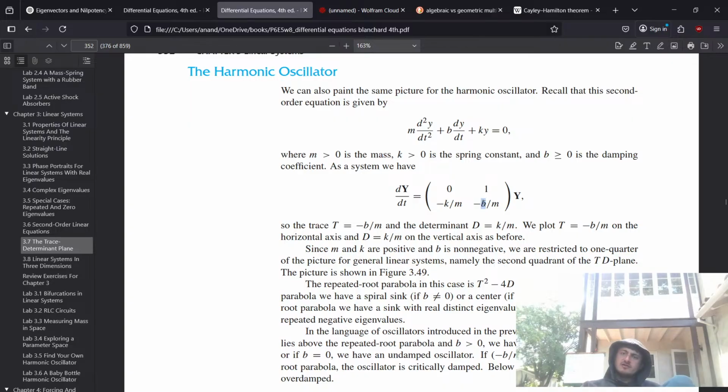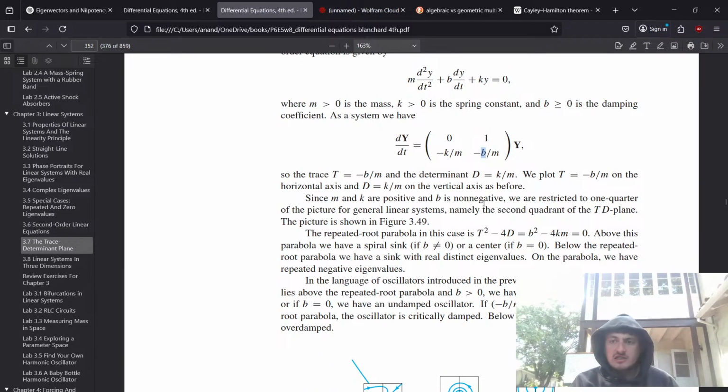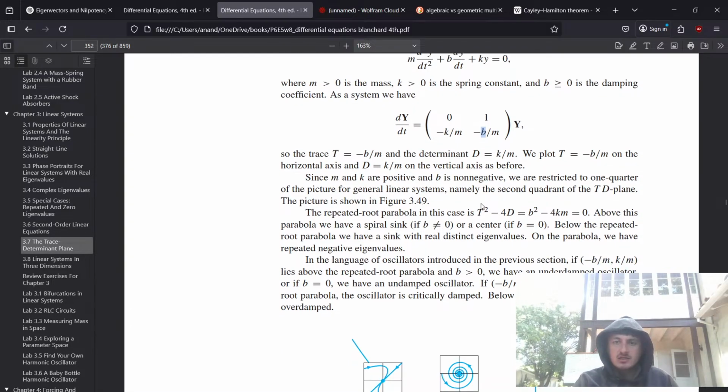If the damping is 0, then the trace is 0, which means that it's going to oscillate forever, because it's a center.